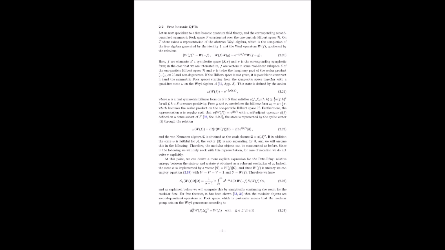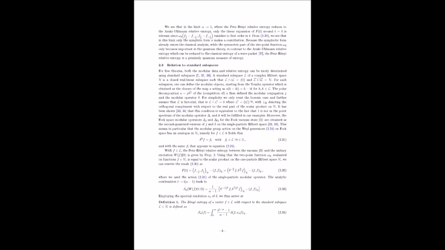That's a pretty profound connection between abstract mathematical objects and physical operation. Absolutely. And this connection is key to deriving an explicit formula for the Petz-Rényi relative entropy in the specific example of the right wedge. Okay, let's dive into that derivation. Where do we start?